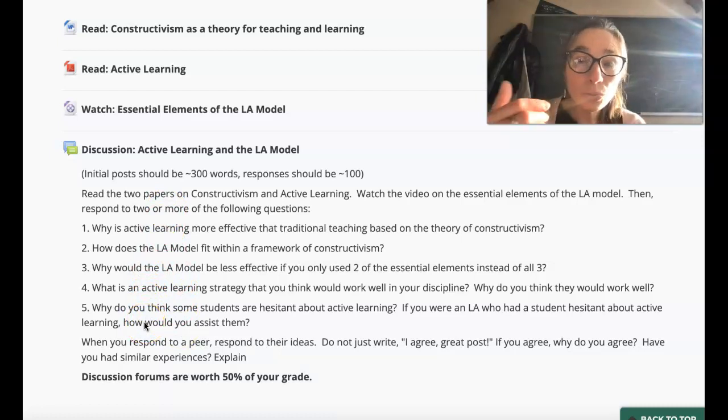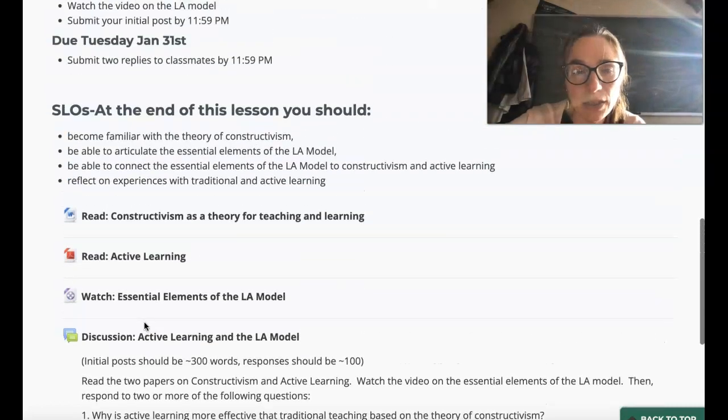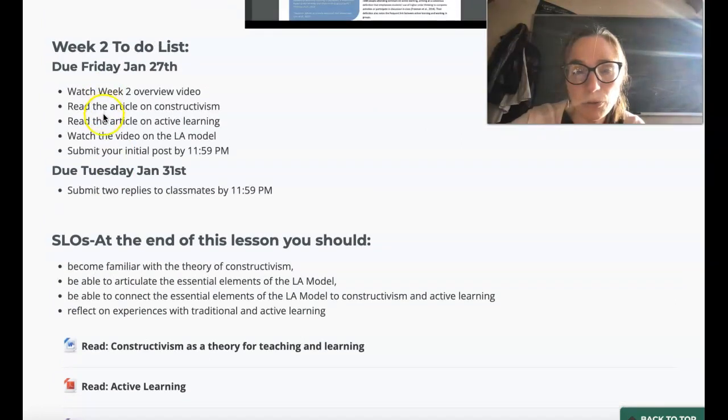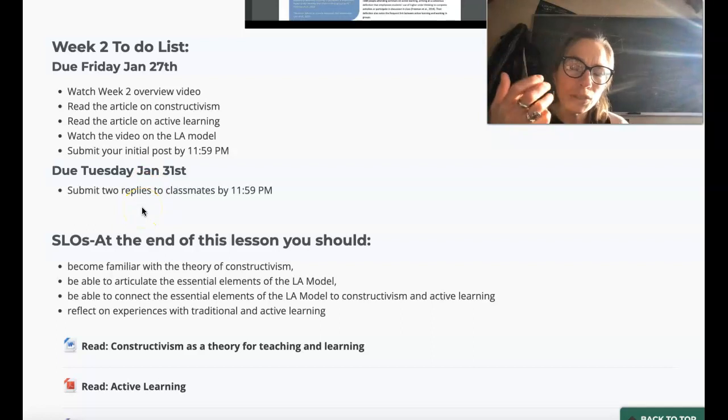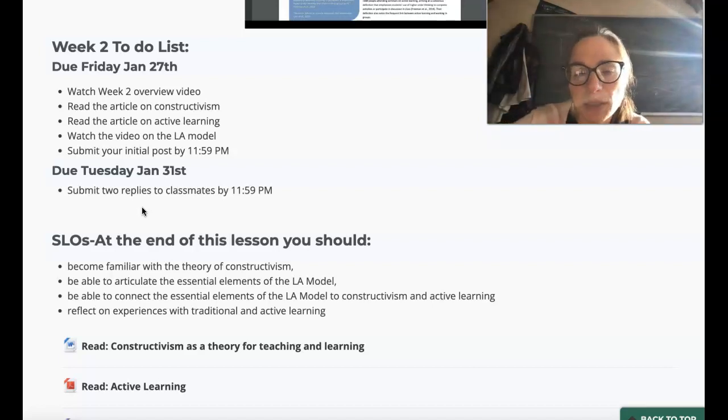And then by Tuesday, you're going to want to respond to 2 of your peers' posts. So that's going to give us the work that we're going to do for Friday. Read, watch, and write your initial post, and then those 2 replies by the 31st. Looking forward to getting your ideas about how active learning, how constructivism fit with the LA model. It's always really interesting to hear students' perspectives, and we're looking forward to reading your replies.